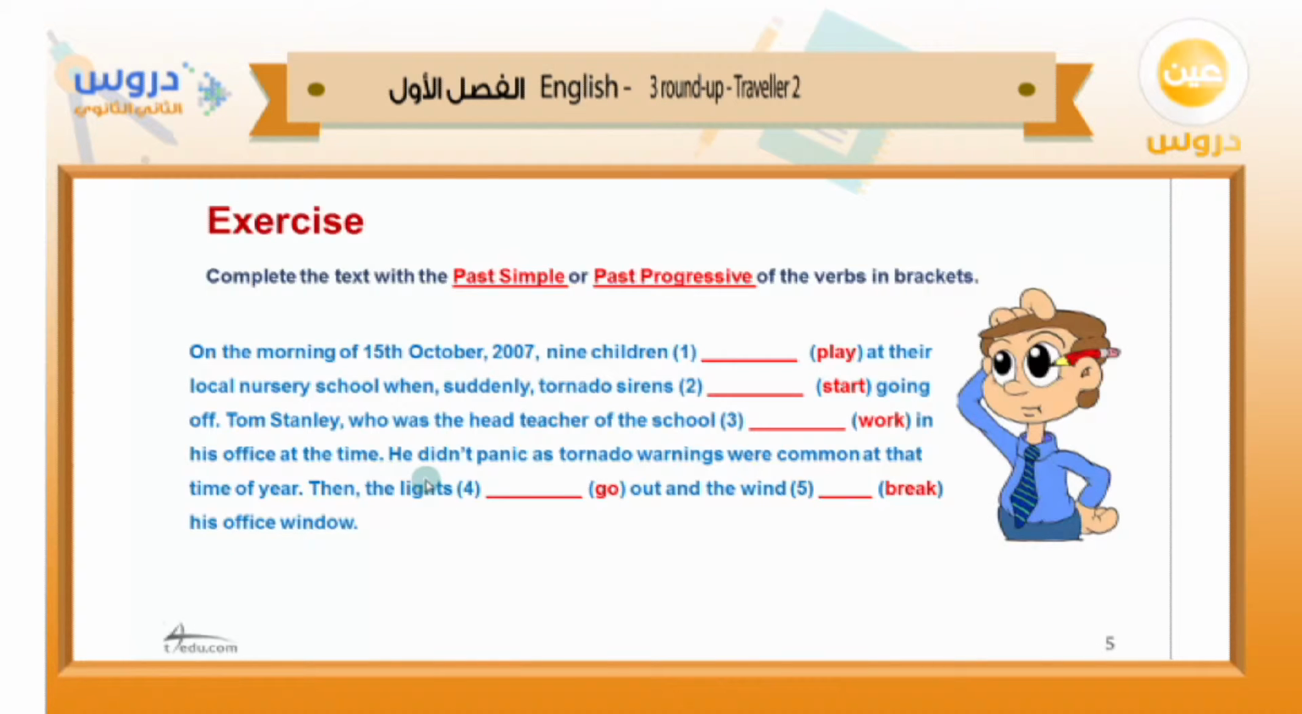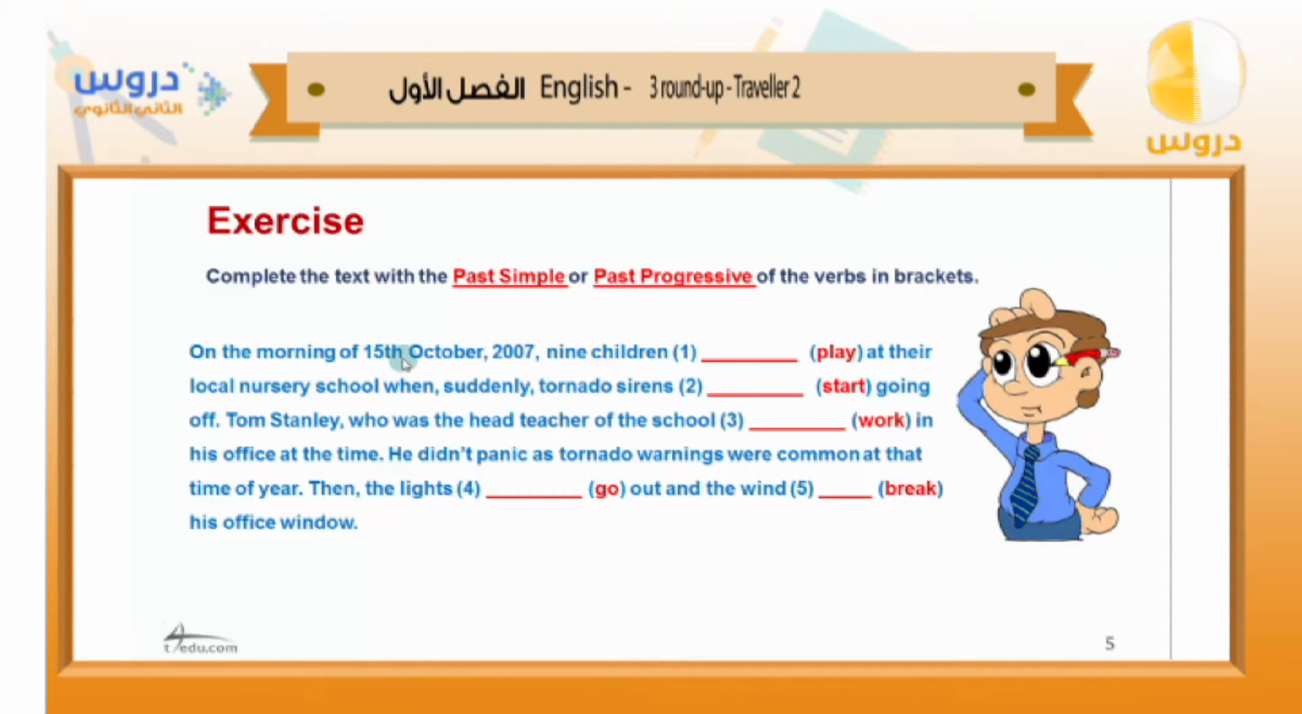Let's see more examples in here. Do some practice about complete the text here. So we have from 1 to 6. Complete the text here with either the simple past or past simple and the past progressive, or we call it past continuous, of the verbs in brackets. So here we have the verb play, start, work, go, and break. So what do we see here? What are we going to write here?